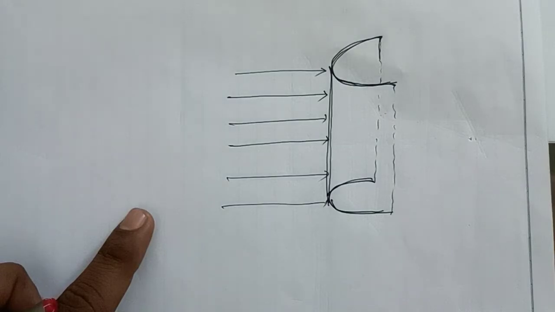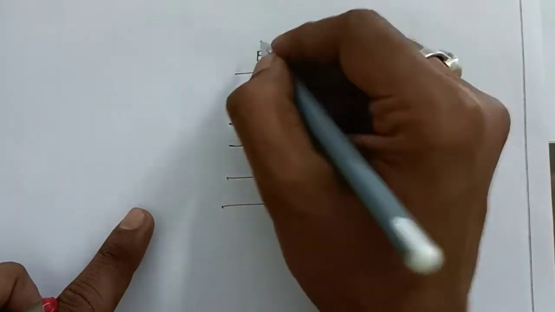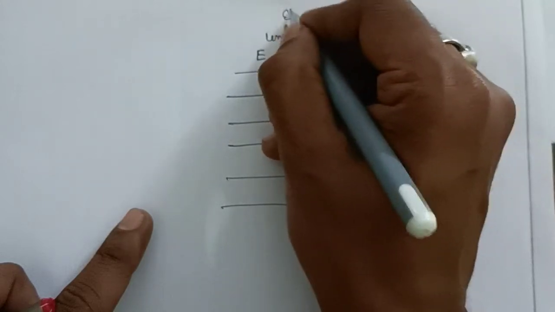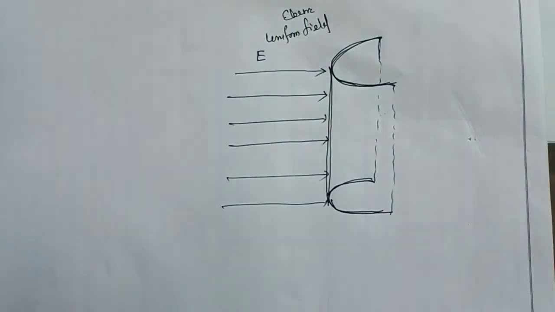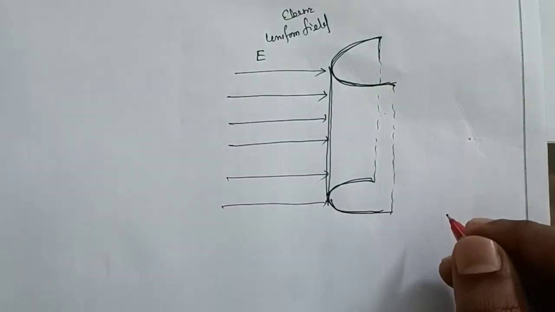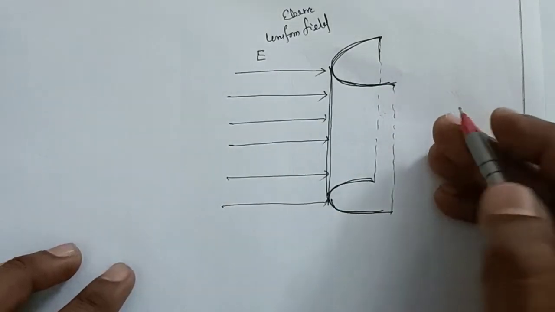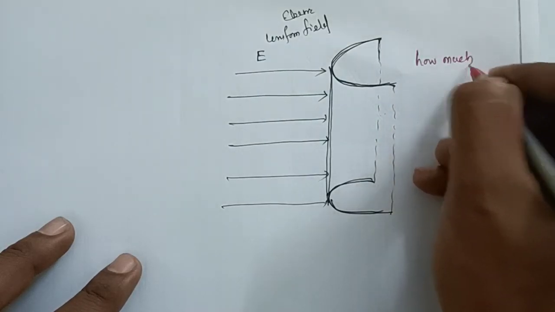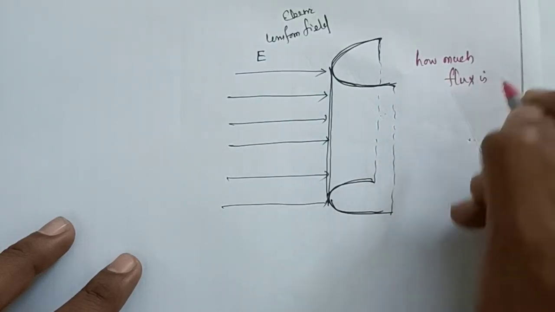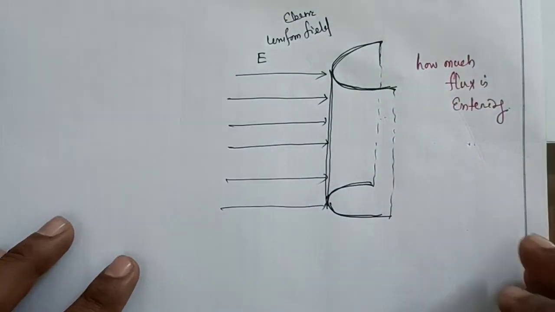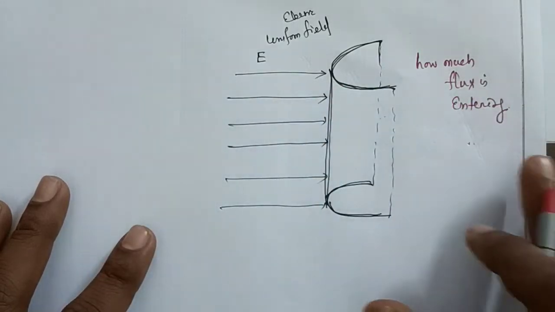This is the scenario, and this is my E, uniform electric field. And the question is similar: how much flux is entering through this curved surface? How to approach this kind of question?